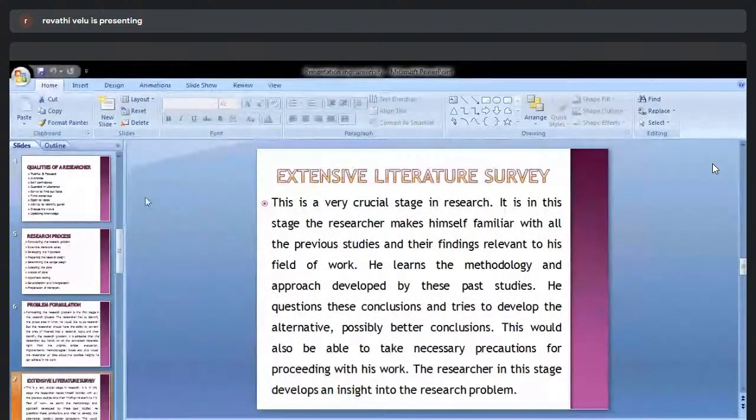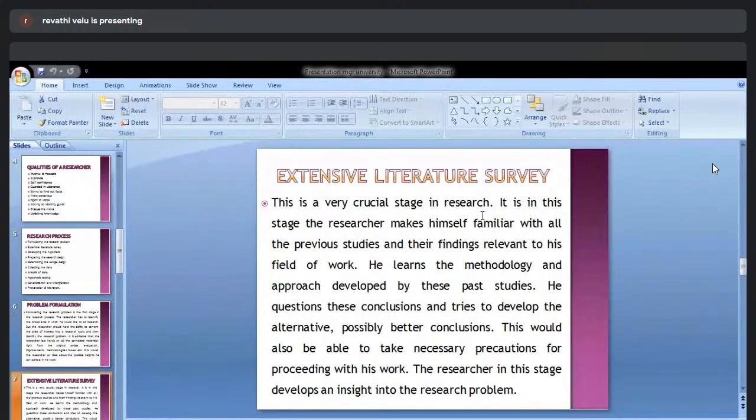So first you have fixed the topic and you have identified the problem also. Next one is review of literature. Very, very important in preparing the research proposal. Review of literature plays an important role here. So this is a very crucial stage in research.